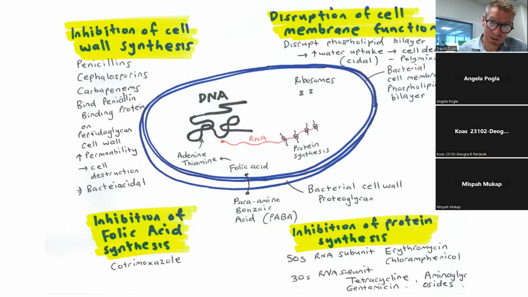There are some antibiotics that don't disrupt the cell wall, but they disrupt the inner phospholipid bilayer, which is underneath the cell wall. Particularly that's polymyxin, which we don't use very often, but that disrupts the cell membrane as well. And it also has a similar effect of increasing permeability, leading to cellular destruction. Therefore, it is a bactericidal antibiotic.